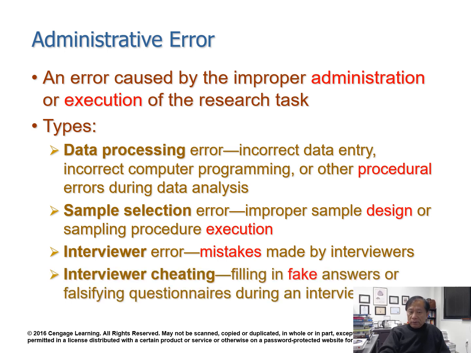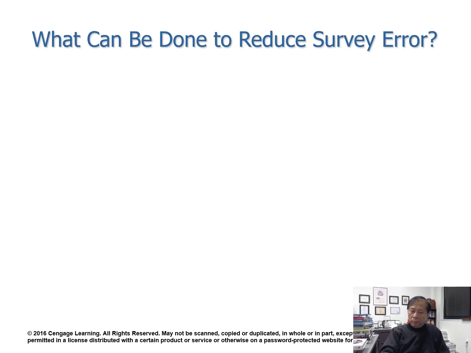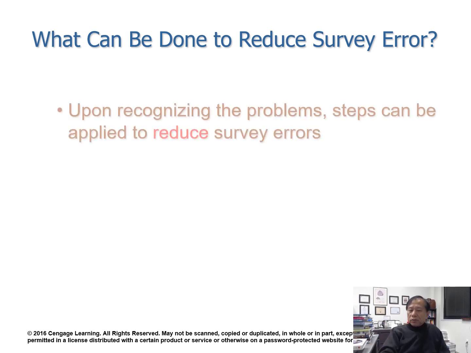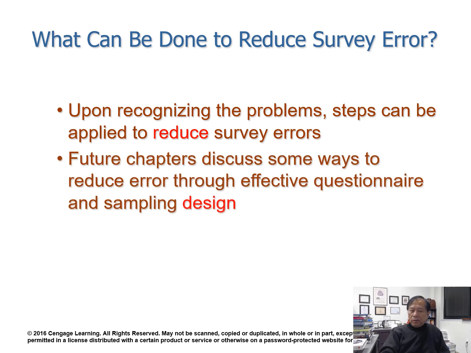interviewer error, interviewer cheating, where they fill in fake answers or falsify the questionnaire during the interview, and hire the right person. Okay. What can be done to reduce survey errors? Upon recognizing the problem, steps can be taken to reduce the survey errors. Future chapters will talk more about some ways to reduce errors through effective questionnaire and sampling design. We'll get to that later on, okay?